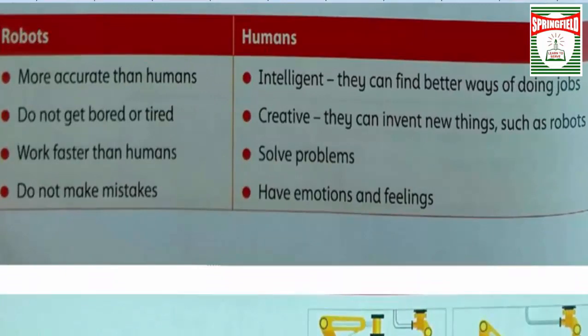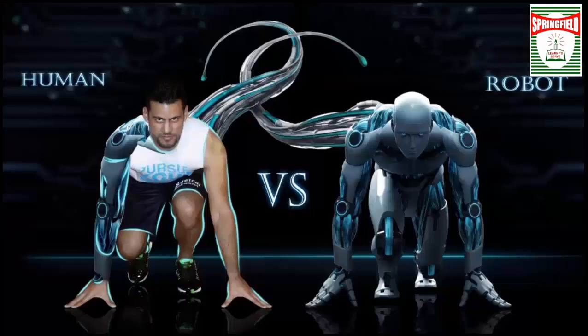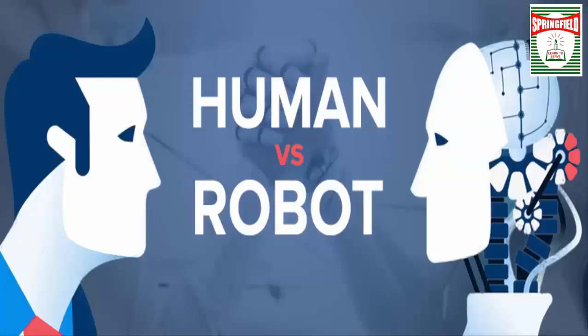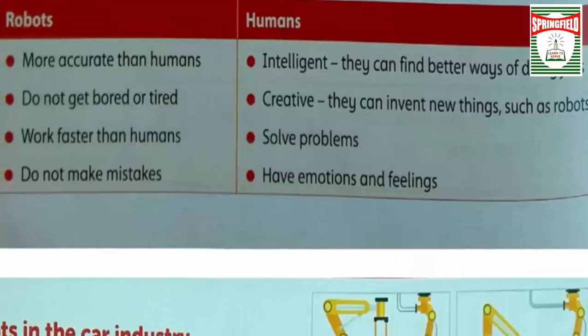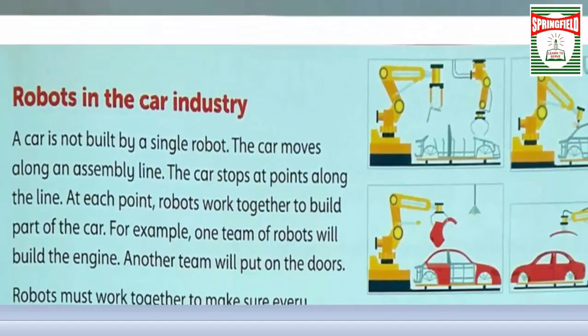So we can say the main difference between robots and humans is that humans are full of emotions. They can feel, they can think, they can do whatever they want to do, but robots can only perform those tasks which they are programmed to do. Now, robots in the car industry. A car is not built by a single robot.